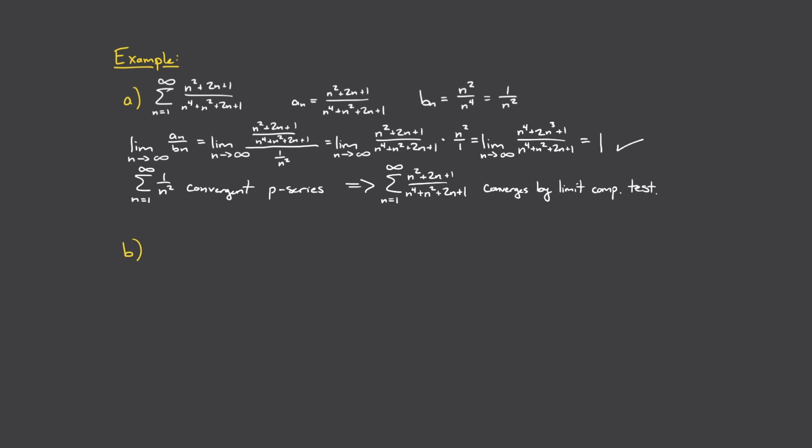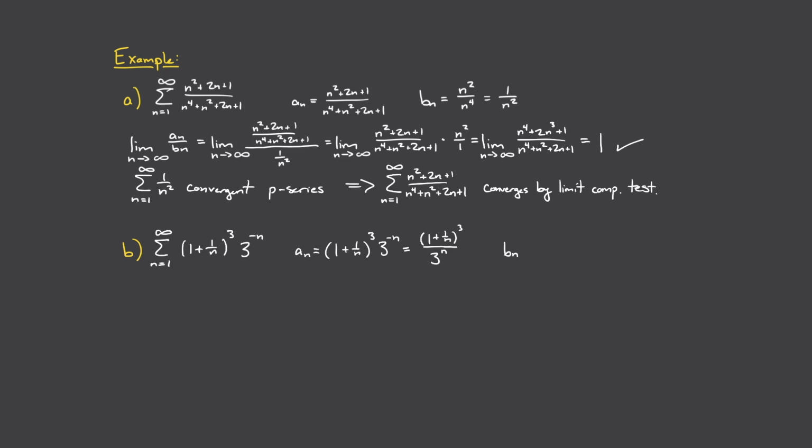As a final example, consider the sum from n equals 1 to infinity of (1 plus 1 over n cubed) times 3 to the minus n. Just like before, we let a_n and b_n be the terms of the series that we're given, which we can rewrite as (1 plus 1 over n cubed) over 3 to the n to get rid of any negative exponents.